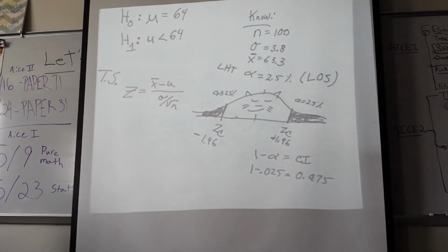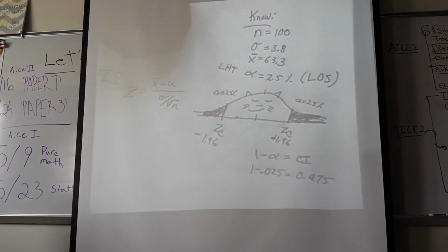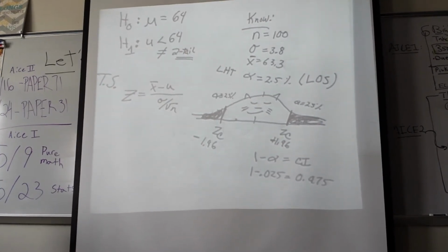Now, if this was not equal to, then it's automatically a two-tail test. Guaranteed. I don't care what Cambridge says. Anywhere. That's automatically a two-tail. But if it's less than or greater than, you don't divide by 2. If it's two tails, then you divide by 2. All right, back to business.